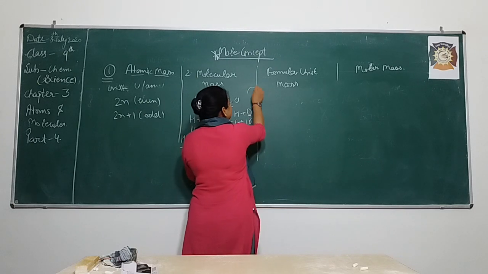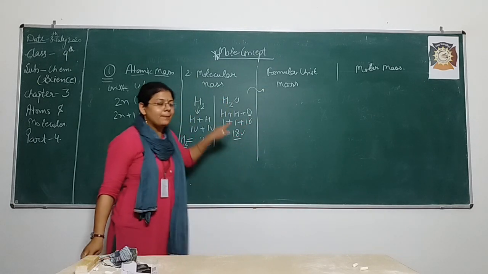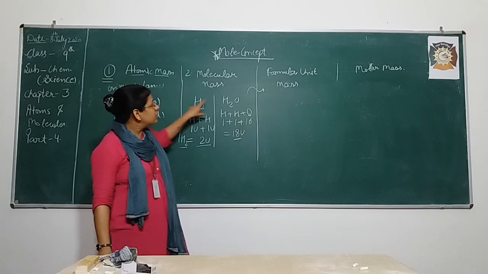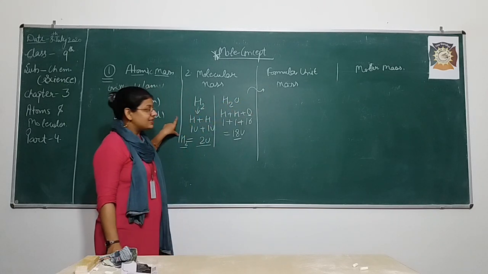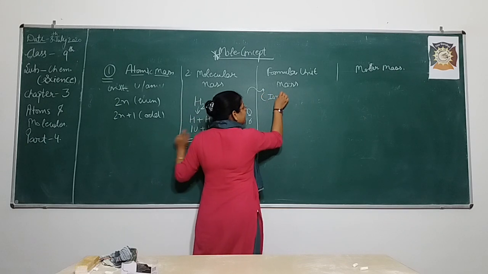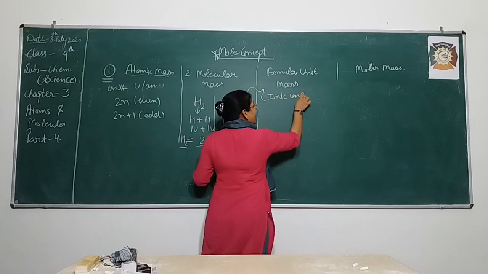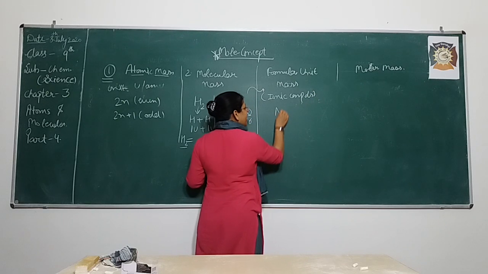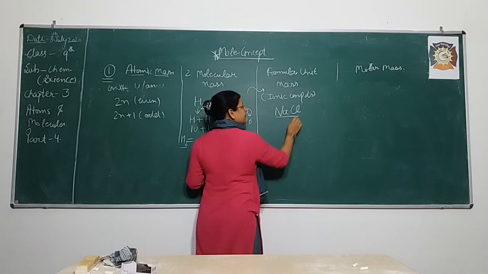Formula unit mass is similar to molecular mass. That means the method to calculate the formula unit mass is similar. But the main difference is that it is applicable to ionic compounds. For example, NaCl.